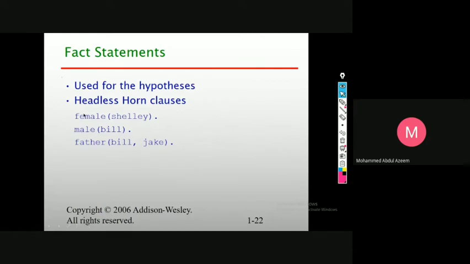For example, how are you going to represent certain propositions, and describe the relationship between the propositions? We can see with the help of certain facts available here, which are used for hypothesis. These functor propositions are also said to be headless Horn clauses, because you have only the left side, you don't have the right side. You don't have the antecedents, right? So how do you pronounce this? Shelley is a female, right? See here, this is the functor and this is the tuple, right?